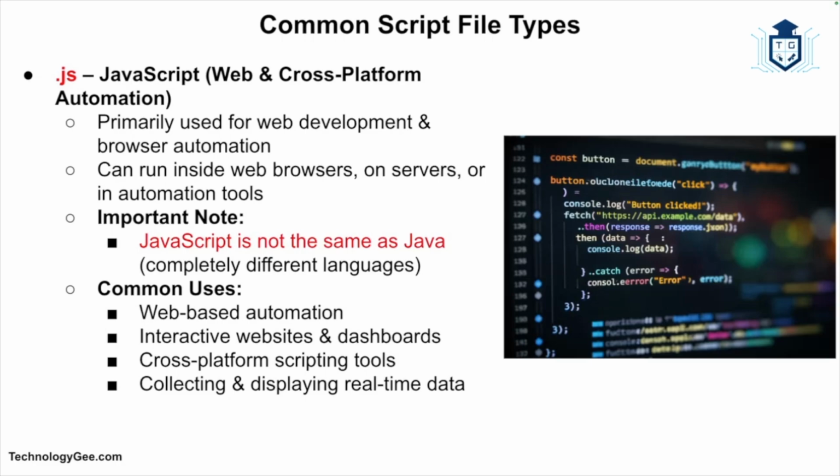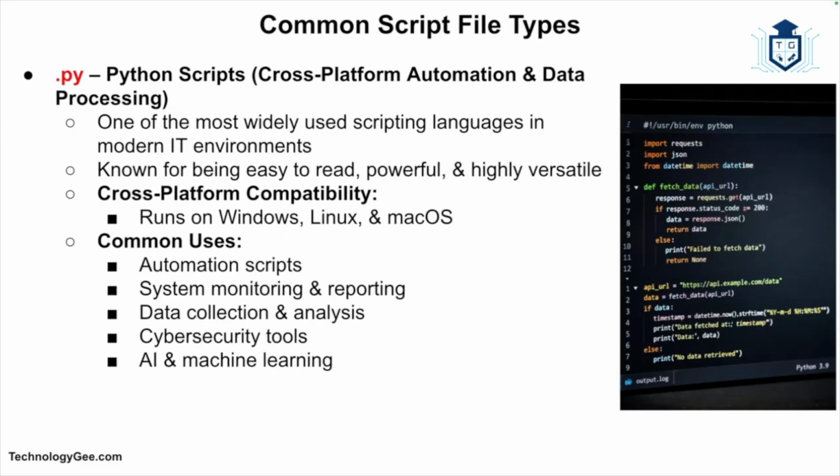So JavaScript is commonly associated with websites, but it's also used for automation, web-based tools, and cross-platform scripting. Now, an important clarification is this is not Java. Java is a completely different thing. But anyways, JavaScript can run in browsers, on servers, and in automation tools. An example of this would be a web-based IT dashboard that uses JavaScript to collect system stats, trigger updates, and display real-time alerts. As it relates to the exam, if you see web automation or browser-based scripting, they're more than likely talking about JavaScript. And then there's Python.